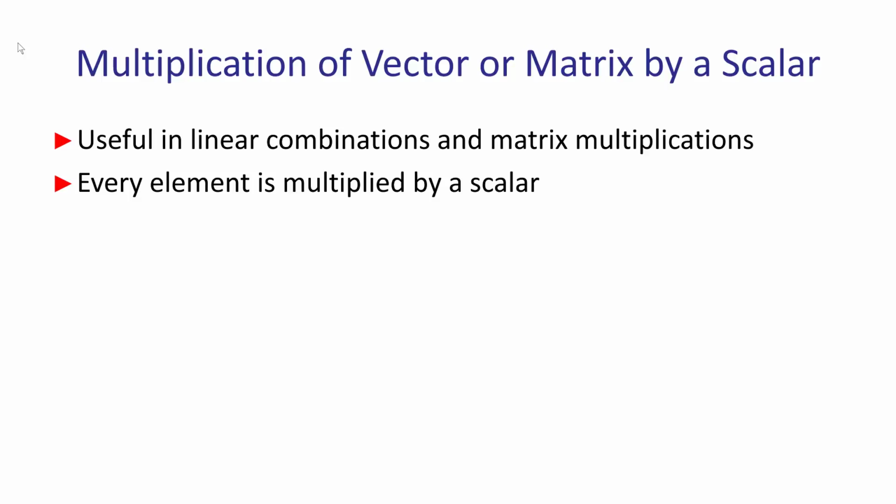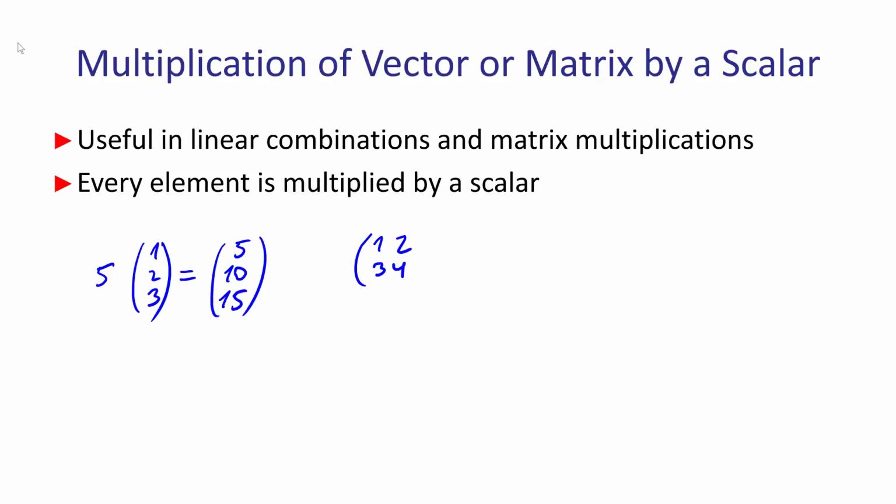You're taking that number, let's say 5, multiplied by a vector 1, 2, 3, and you multiply it element-wise. So you're multiplying 5 by each element in the vector or in the matrix. So in that case it will be 5, 10, and 15. Similarly for matrices, 1, 2, 3, 4, you can multiply by 5, and then you'll get 5, 10, 15, and 20, and you'll get back a matrix of the same dimension. Pay attention that this operation is very useful in linear combinations and matrix multiplications that we will see in a moment.